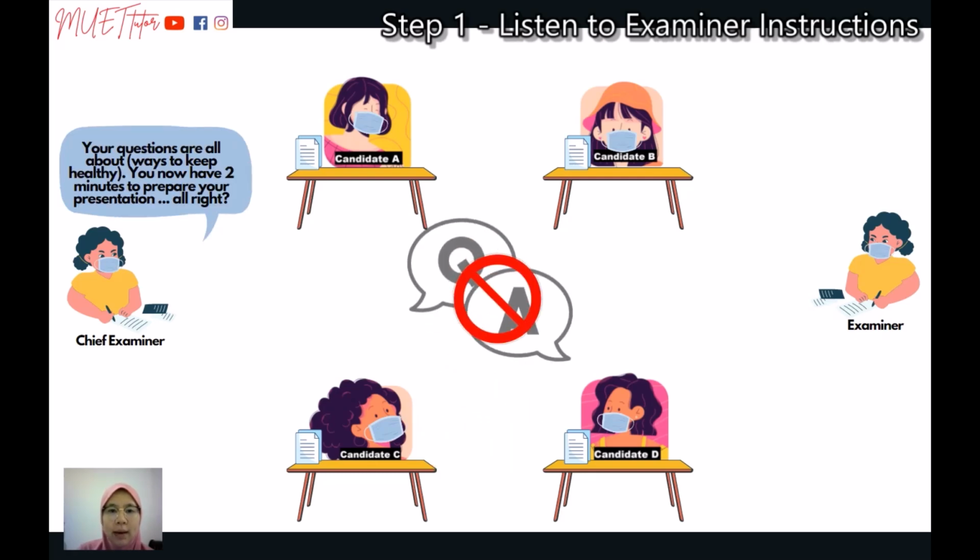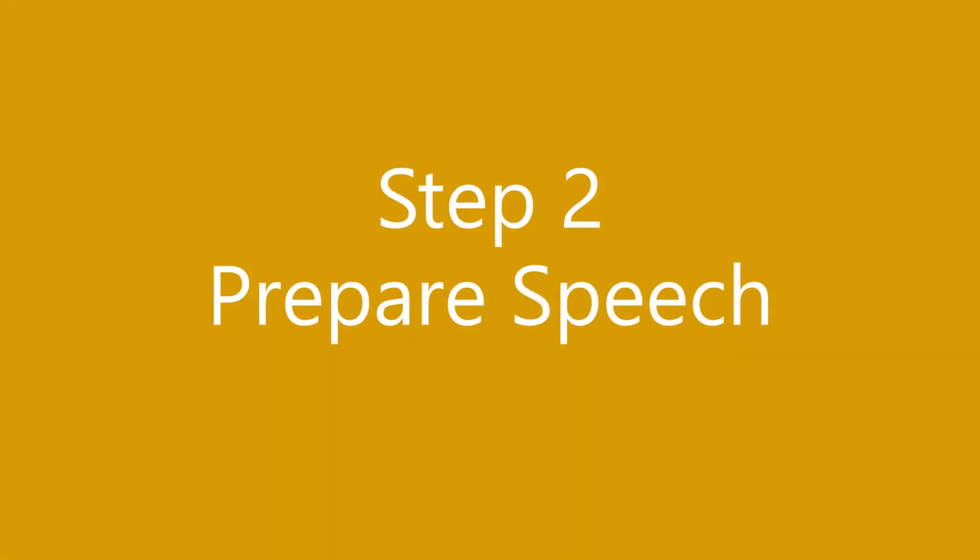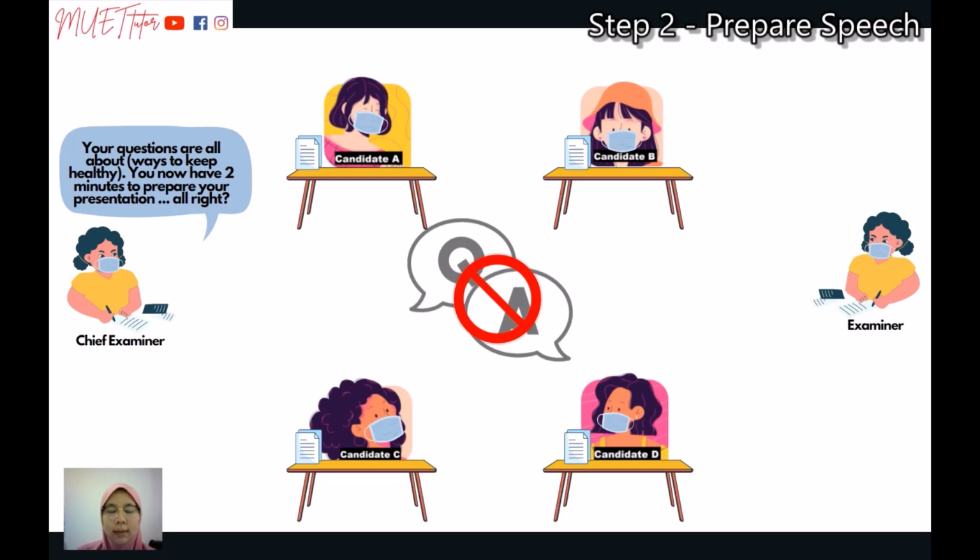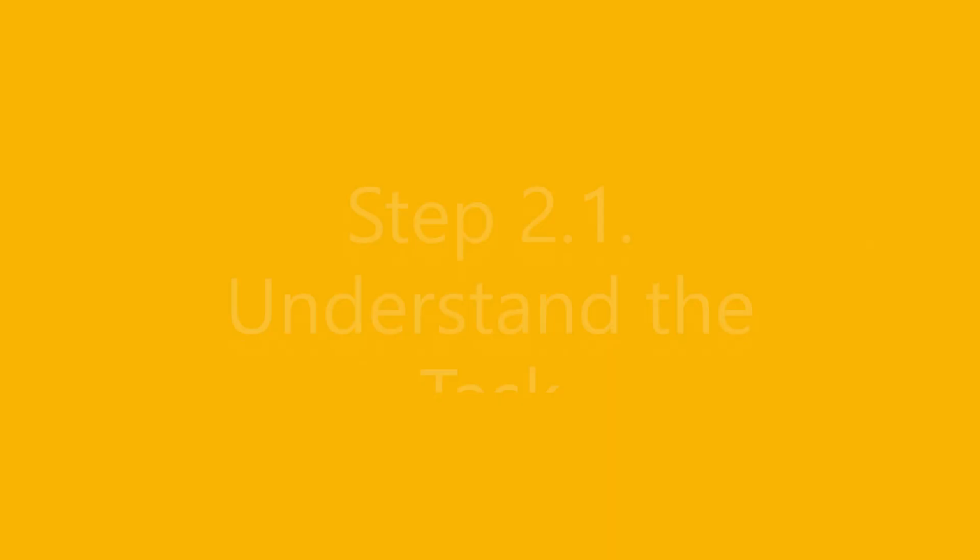The examiner might read out to you the topic of your task, then tell you that you have 2 minutes to prepare your presentation. Compared to the old format, this new format no longer allows you to ask questions before the preparation. The examiner then allows you 2 minutes to prepare. Since this is part 1, individual presentation, you'll have to prepare the ideas individually.